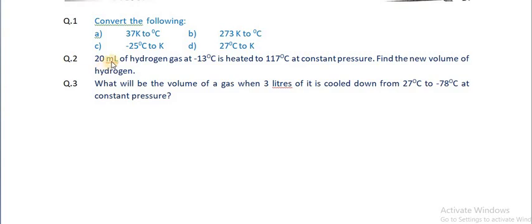Question number 2 is: 20 ml of hydrogen gas at minus 13 degrees Celsius is heated to 107 degrees Celsius at constant pressure. Find the new volume of the hydrogen. First, write down the givens and which equation you are using, calculate it, and don't forget to write down the unit at the end. Similarly, question number 3 is: what will be the volume of the gas when 3 liters of it is cooled down from 27 degrees Celsius to minus 78 degrees Celsius at constant pressure? In a similar way, you need to do this numerical as well. Complete it and send it in the mail.